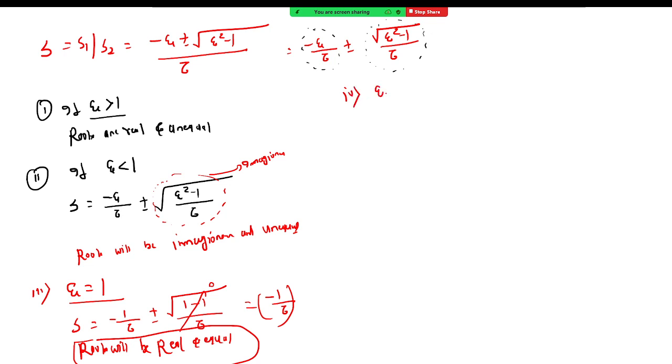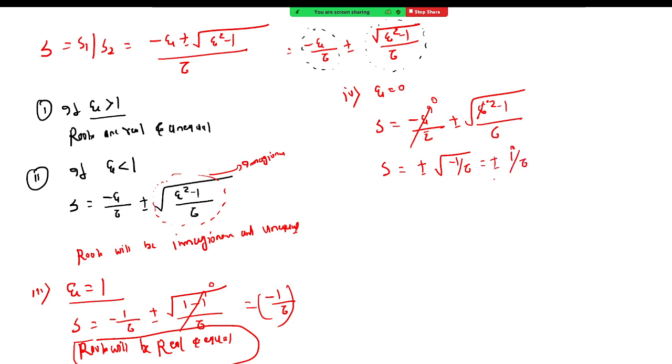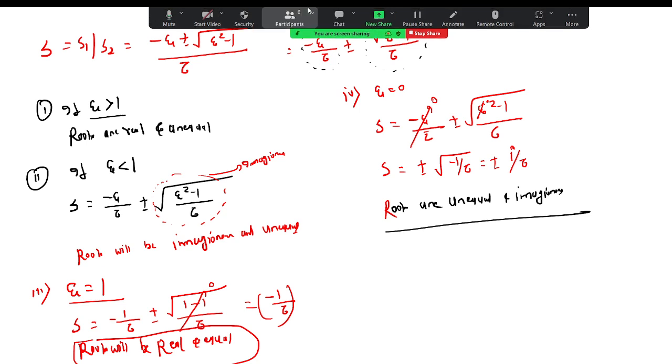For the fourth one, if zeta is equal to 0, then your roots are minus zeta upon tau plus minus root over zeta square minus 1 divided by tau. If I substitute zeta equal to 0, this one will be 0, this one will be 0. So your roots will be plus minus root over minus 1 divided by tau, that is i divided by tau and minus i divided by tau. So here you see that the roots are unequal and imaginary. So we have seen all these four conditions of roots.